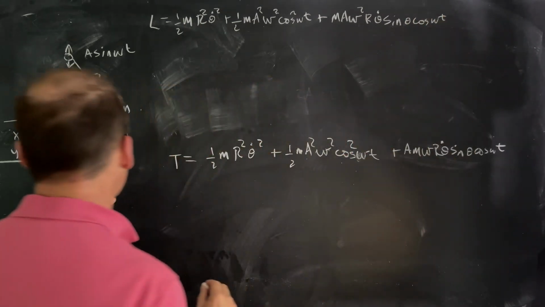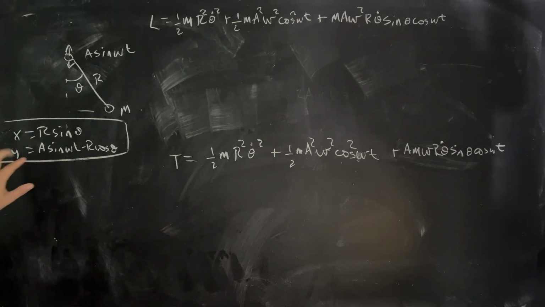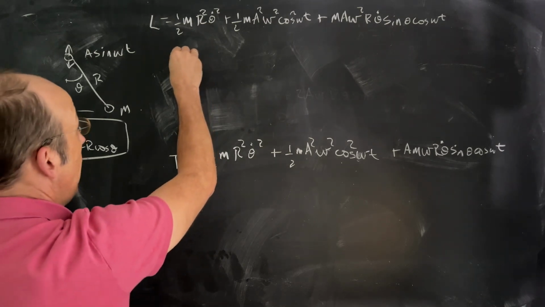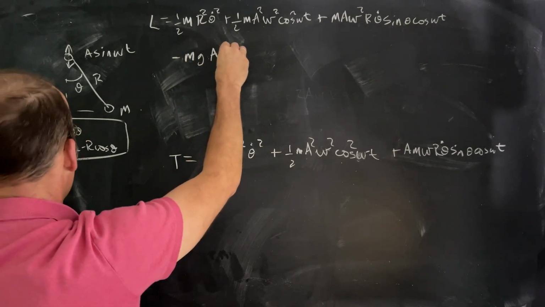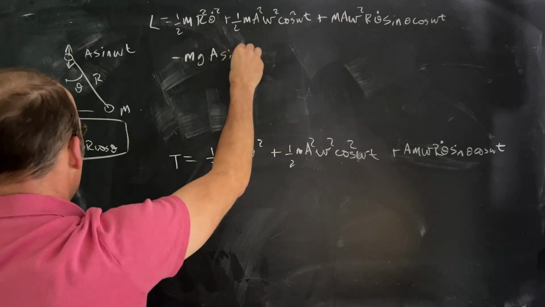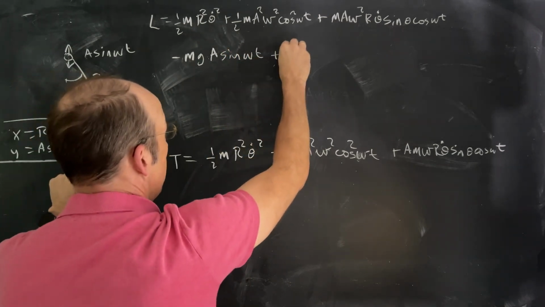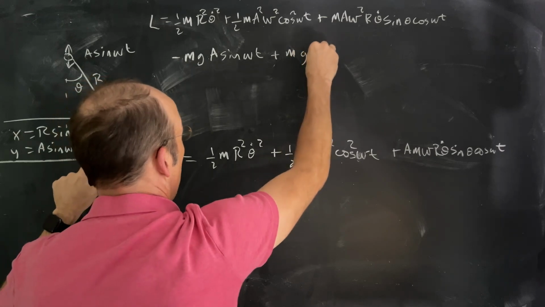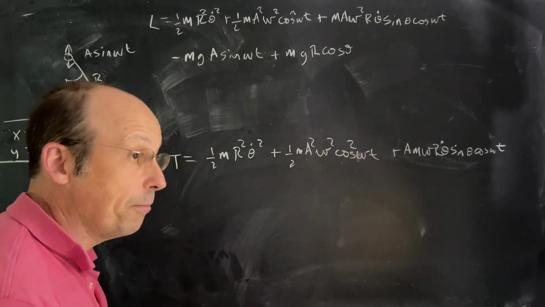And then I have to subtract the potential, and the potential is just mgy. So this is y. So it's going to be minus mg a sine omega t, and then that term, so it's going to be plus mg r cosine theta.